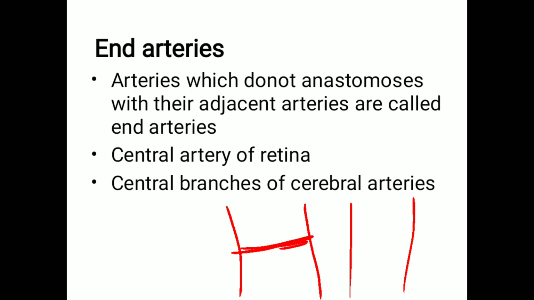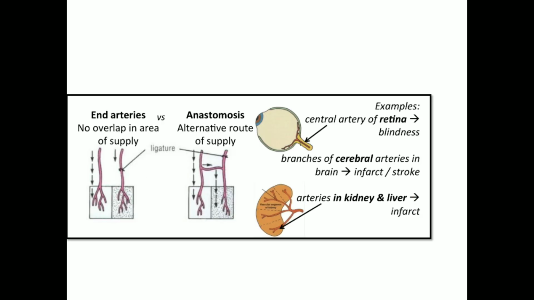Where do you see end arteries? The central artery of the retina and the central branches of the cerebral artery. What will happen to these? See here, I told you, end artery versus anastomosis. You can see in this figure, this is artery and artery, an anastomosis. If you ligate here and this region is devoid of blood supply, the blood will flow through this connection and go to the region devoid of blood and supply nutrients to it.